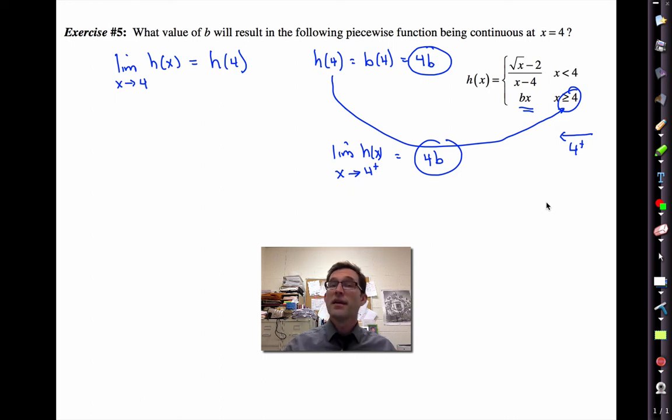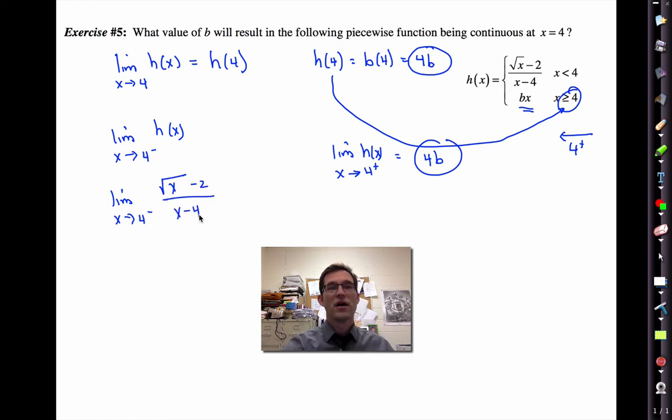Now what we really need to do is look at the limit as x goes to 4 from the left of h of x. And what is that? That's the limit as x goes to 4 from the left of the square root of x minus 2, divided by x minus 4. If we did substitution on this, we'd get 0 divided by 0, and then hopefully our method of rationalizing the numerator would kick in.